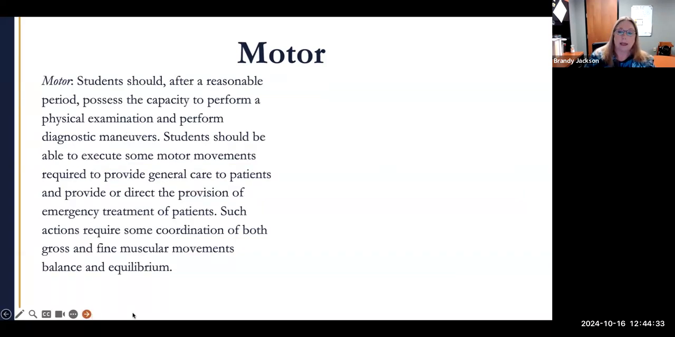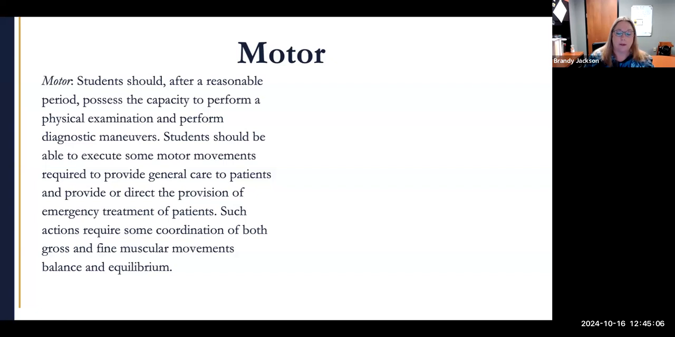So we began by looking at examples of non-inclusive language and technical standards in the motor domain. Now let's shift our focus to reviewing more inclusive alternatives. This slide reads, students should, after a reasonable period, be capable of performing a physical exam and diagnostic maneuvers. They should be able to carry out motor movements necessary for general patient care and emergency treatment. These actions require coordination of gross and fine motor skills, balance, and equilibrium.